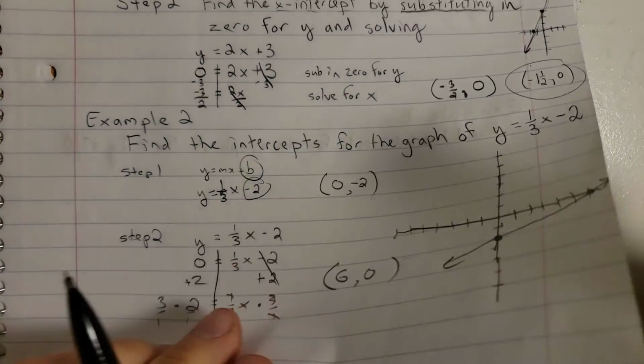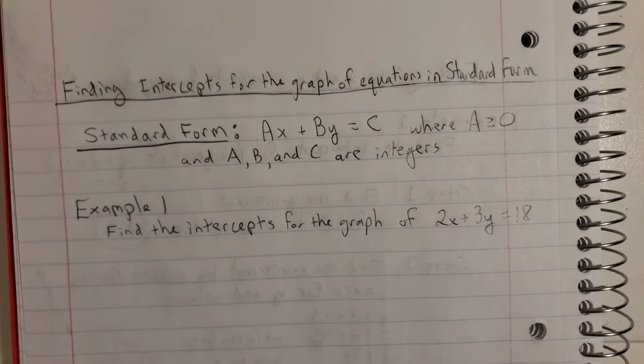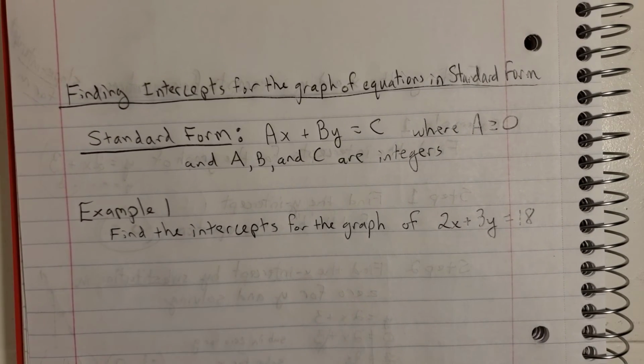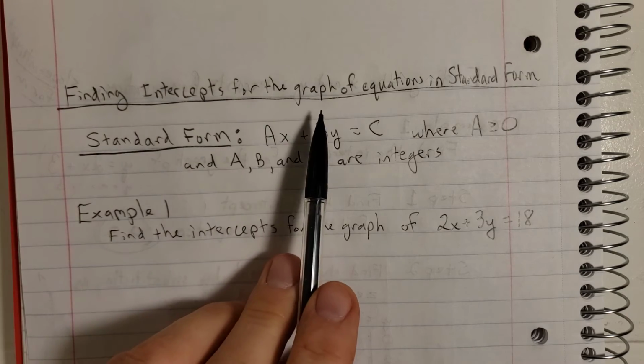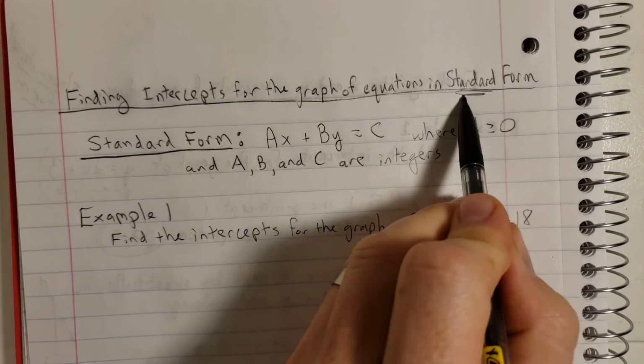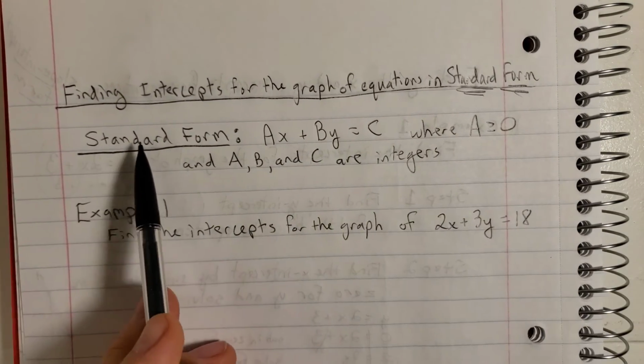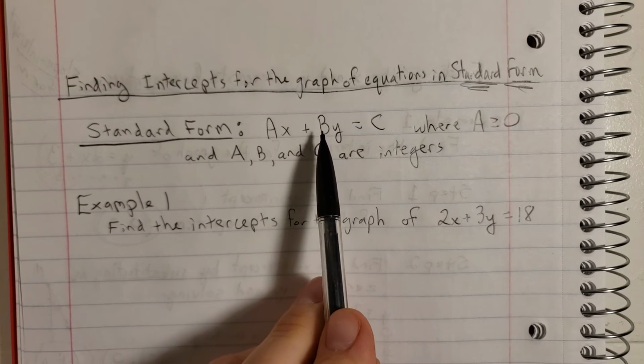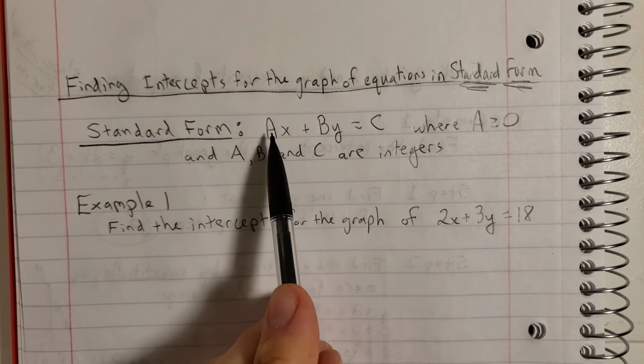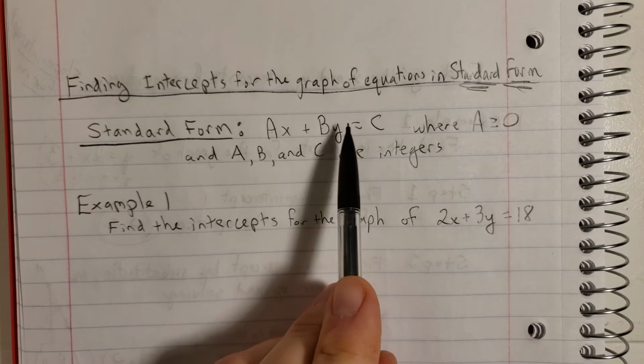Okay, let's go. Now we have to introduce something new. It's called standard form. Copy this down, please. Find intercepts for the graph of equations in standard form. What is standard form? Standard form is, instead of y equals mx plus b, it's ax plus by equals c.